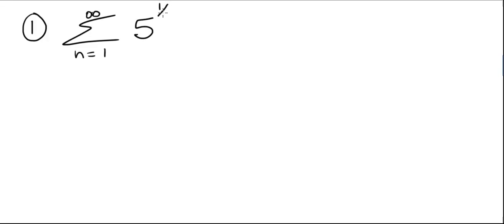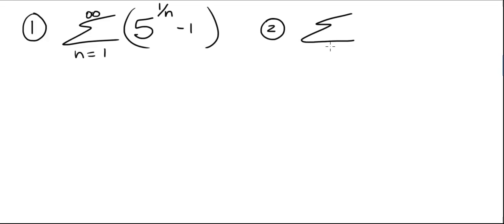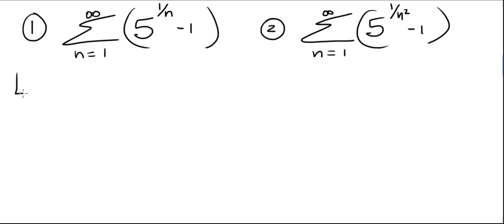We're going to look at two series. The first one is the summation n equals 1 to infinity of 5 raised to the power 1 over n, minus 1. And the second series looks similar: summation n equals 1 to infinity of 5 raised to the power 1 divided by n squared, minus 1. And we're going to use the limit comparison test, which I'll abbreviate by LCT.